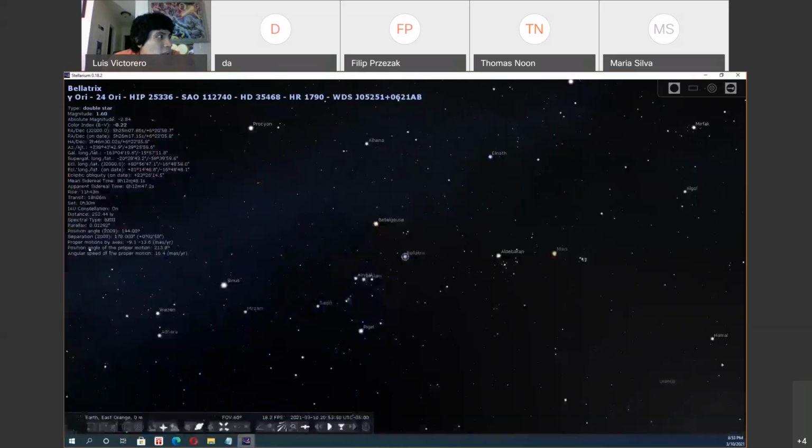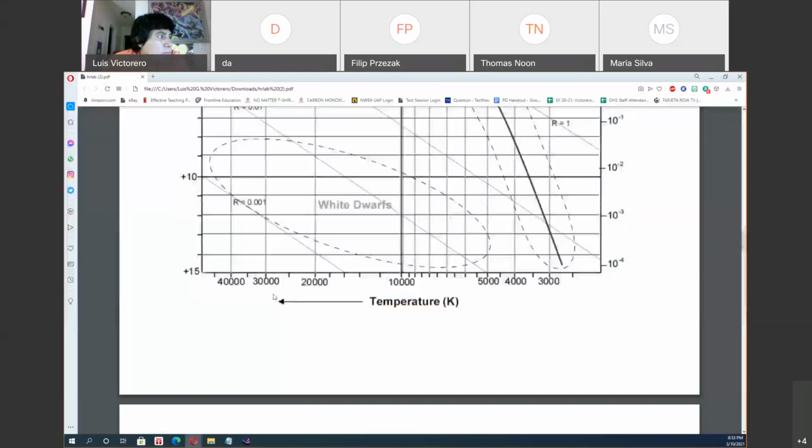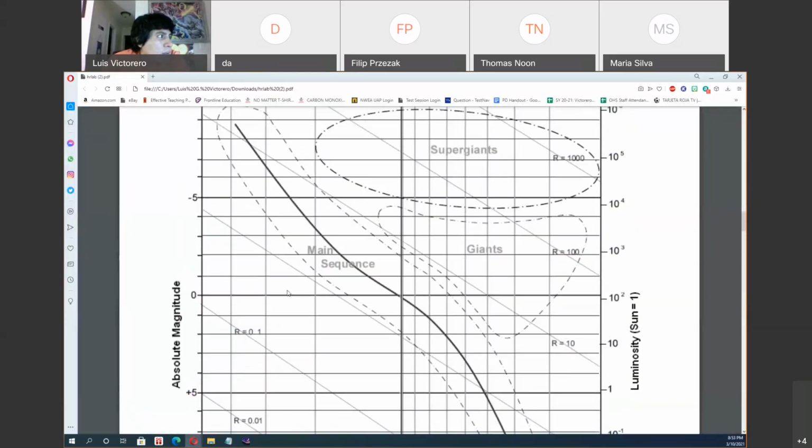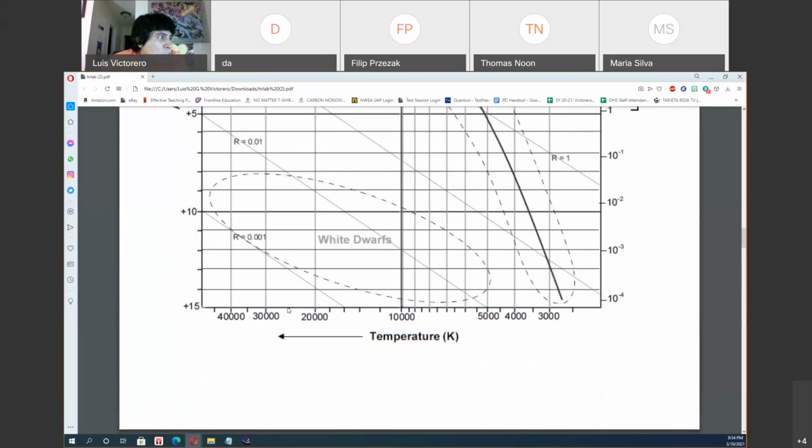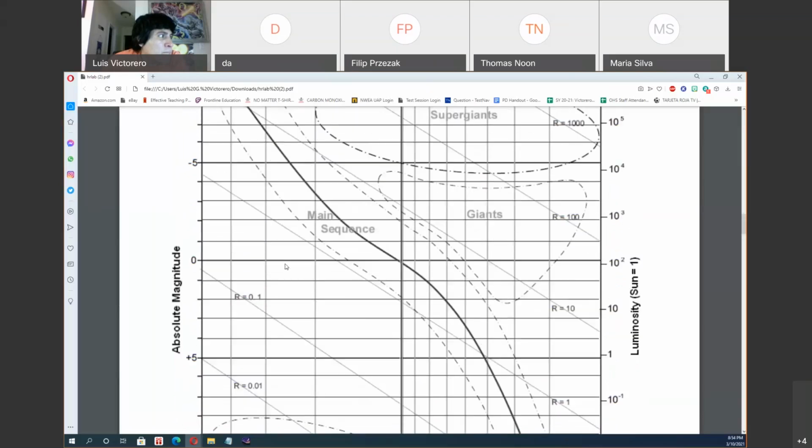And the absolute magnitude is minus 2.84. Minus 1, minus 2, minus 3. Minus 2.84 should be around here. So where did I say it was? Around here, right? 25, so we go all the way up. Minus 1, around here.